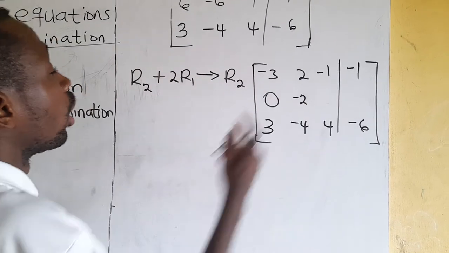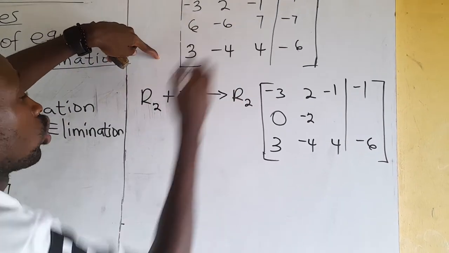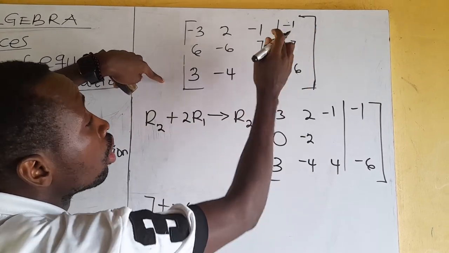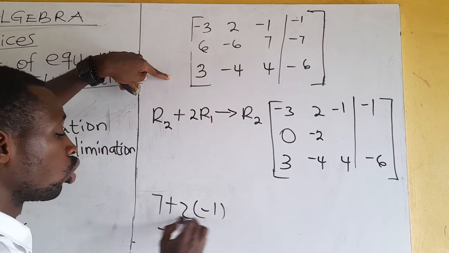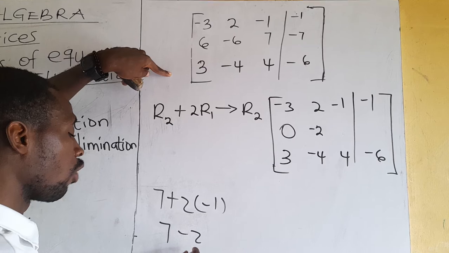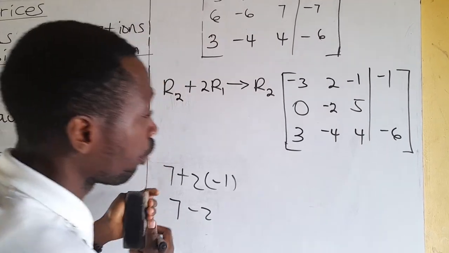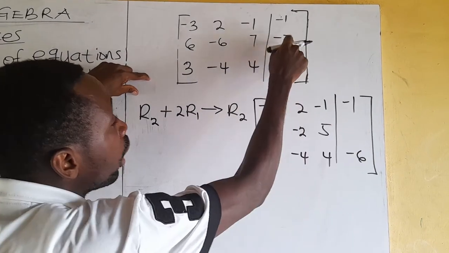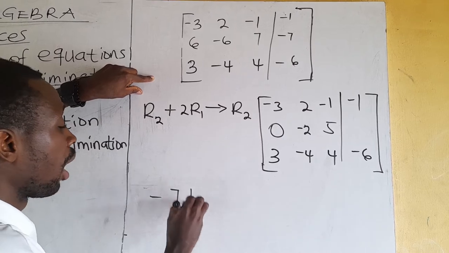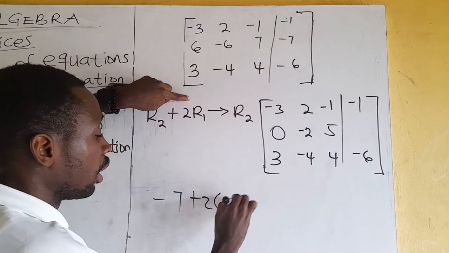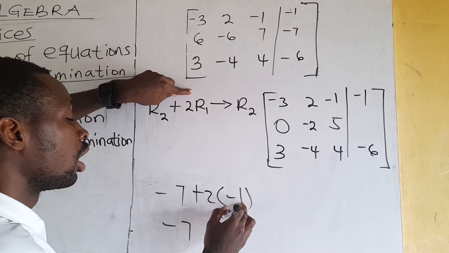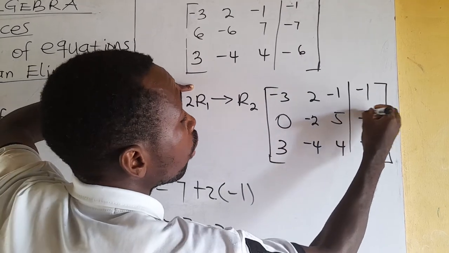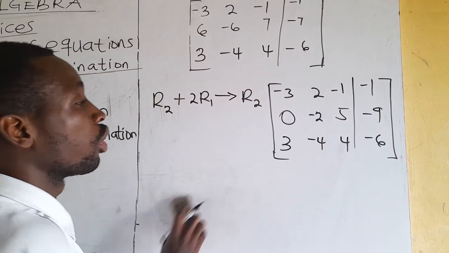So the third one, what is there? The R2 is 7 plus 2 times our R1. The R1 is negative 1. So 2 times negative 1 is negative 2. 7 minus 2 is 5. Now performing for this one too. What's our R2 there? Negative 7 plus 2 times R1. R1 is negative 1. 2 times negative 1 is negative 2. Negative 7 minus 2 is negative 9. I hope you get that.